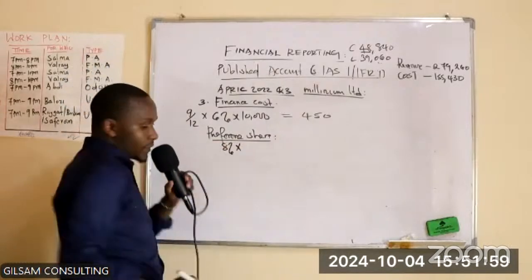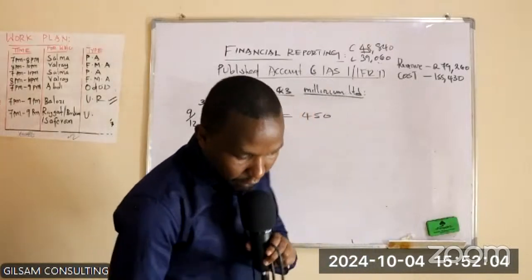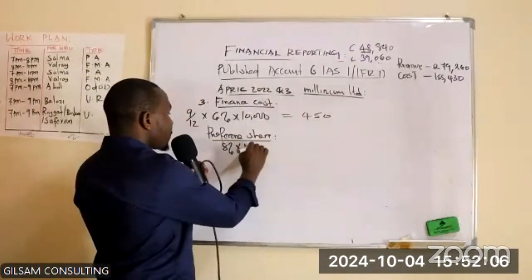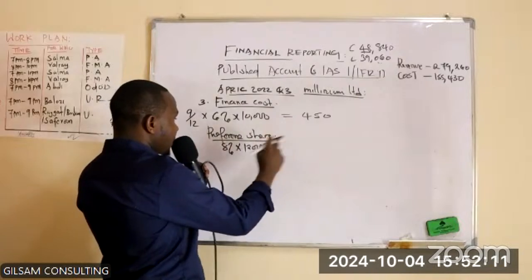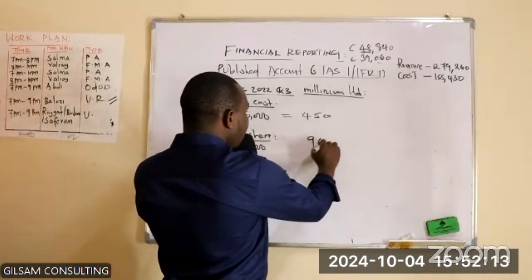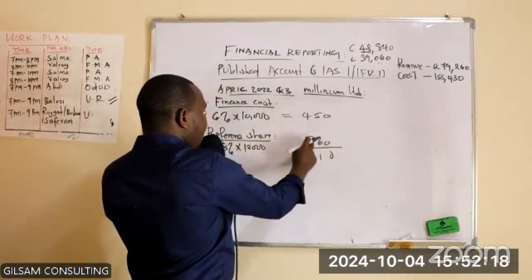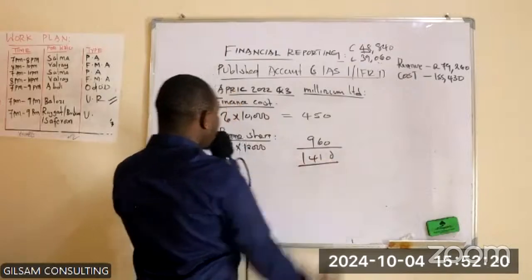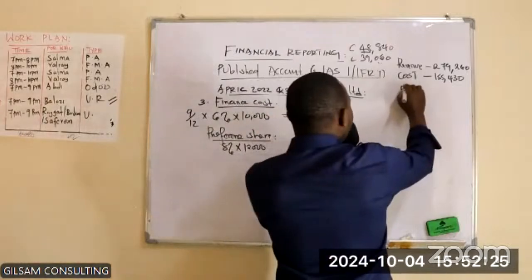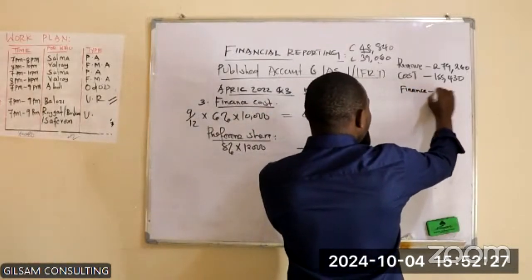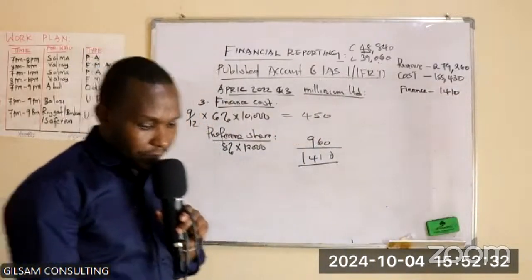So we will take 8% of the value of the preference shares. How much is the value of the preference shares? We have 12,000. 8 times 12 is 96, and we divide by 100, so this is 960. Then add the 450, so 5 plus 9 is 14. So our finance cost is 1,410. We have the finance cost here, 1,410.